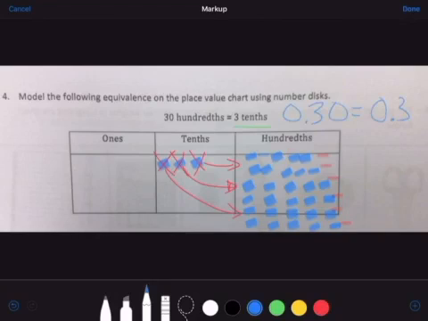You're just calling it different things. It's like having 3 dimes. The tenths would be like having 3 dimes, and the hundredths would be like having 30 pennies. You both have 30 cents. It's the same amount of money. And that's it for number 4.